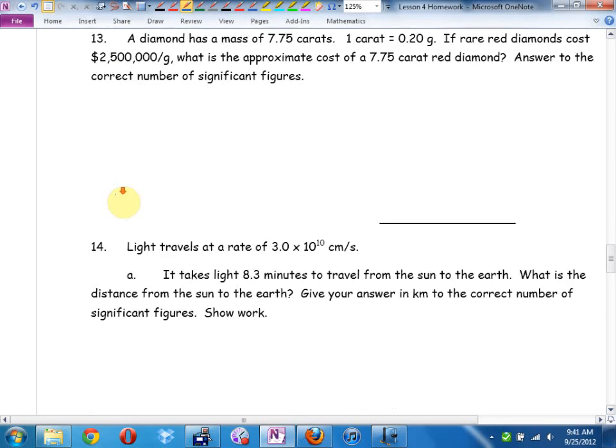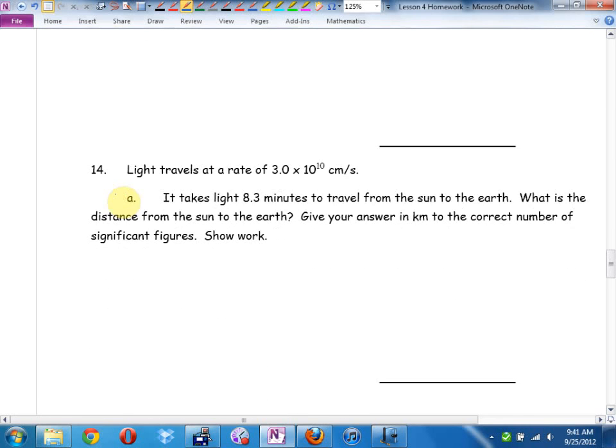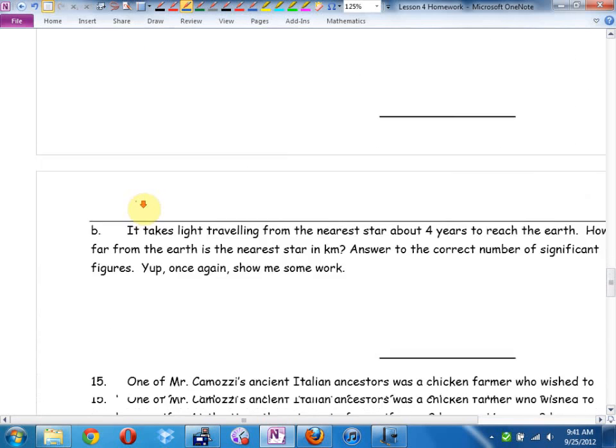13, nah. 14A is tricky. Let's see if you can figure it out. You're going from minutes, the speed is in centimeters per second. I want the answer in kilometers. That's a tricky one. If you can't get that, I'll probably talk about it next class.